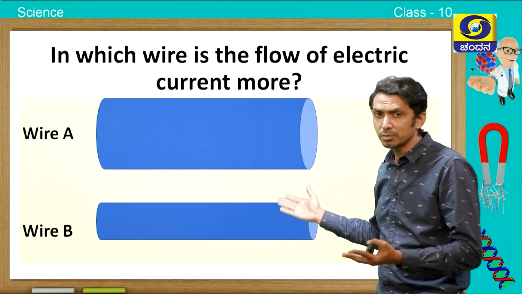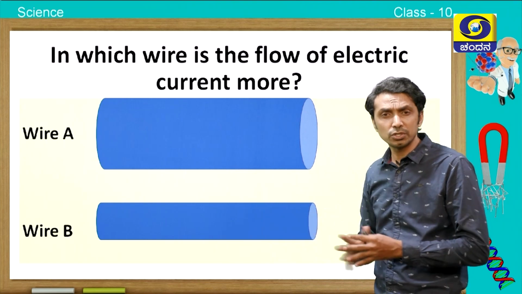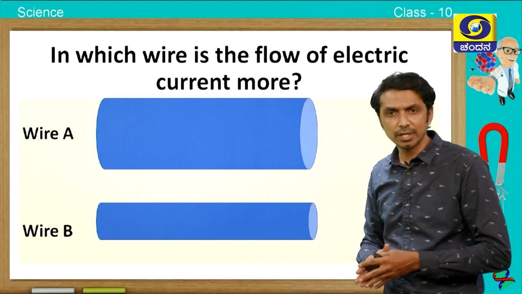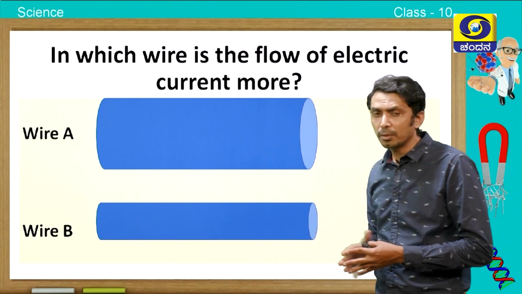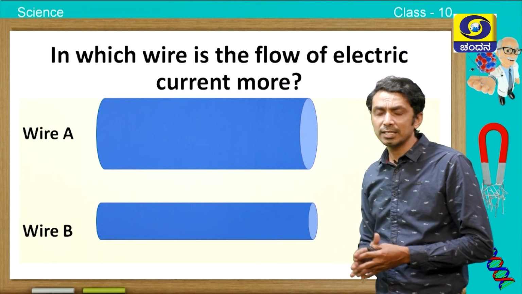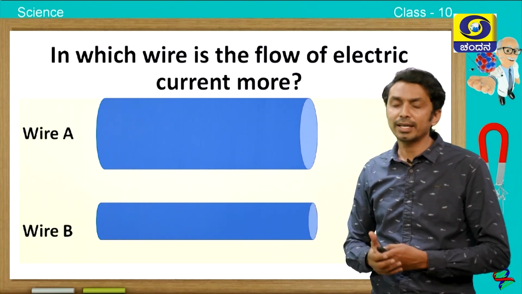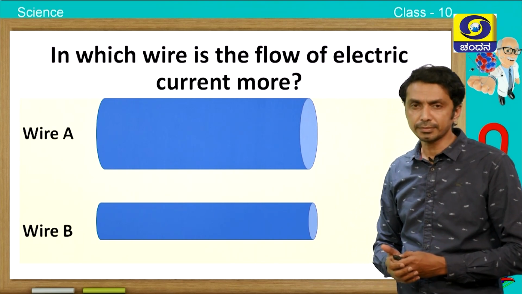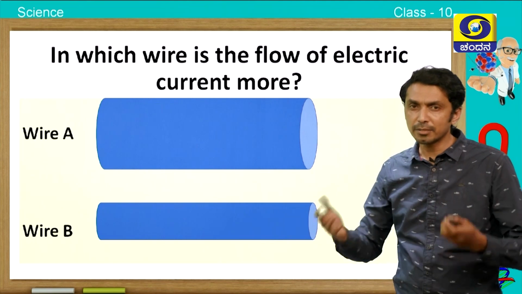It is some sort of a bigger road and a narrow road situation which we face in our daily lives. If the road is narrow, we will have many obstructions to freely pass through that road. In the same way, it is happening inside the conductors for the flow of electrons. So the answer is wire A, the electric current is more.